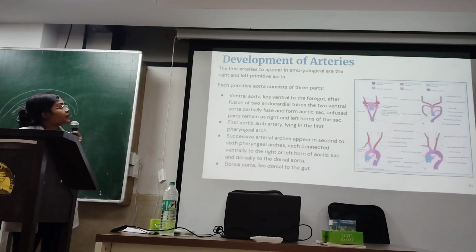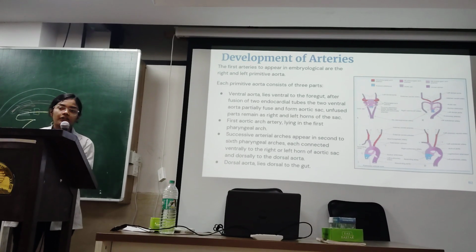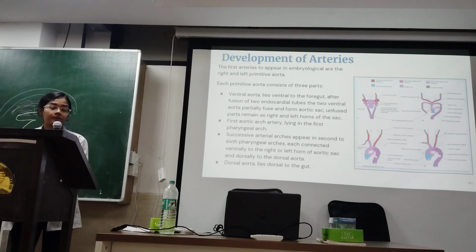Now, development of arteries. The first arteries that appear in the embryo are the right and left primitive aortae. These primitive aortae each have three parts. The ventral aorta, which forms the aortic sac, the aortic arch arteries that connect the ventral and the dorsal aorta and are arranged in the pharyngeal arches. And then there is the dorsal aorta, which is present dorsal to the foregut and is responsible for the formation of descending aorta.